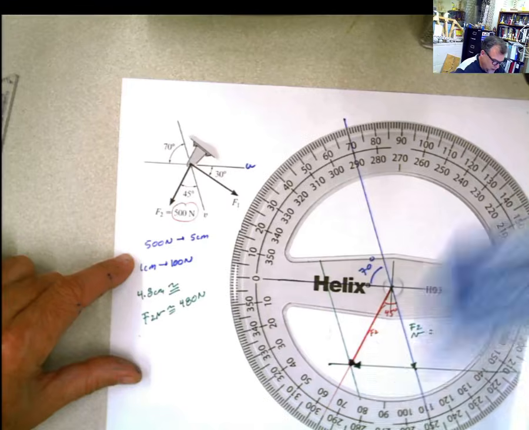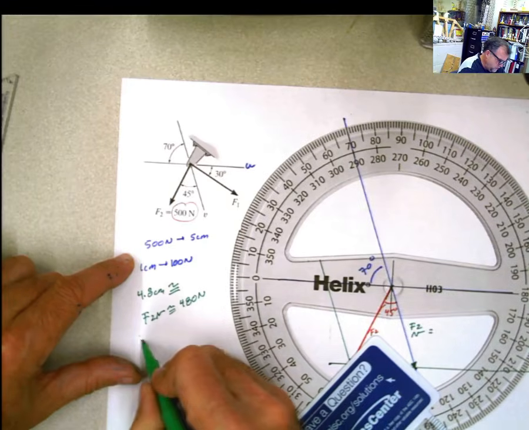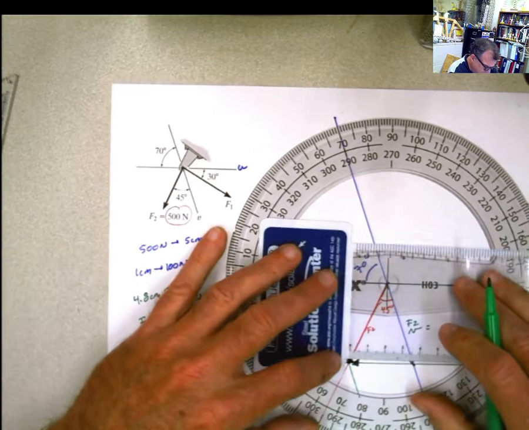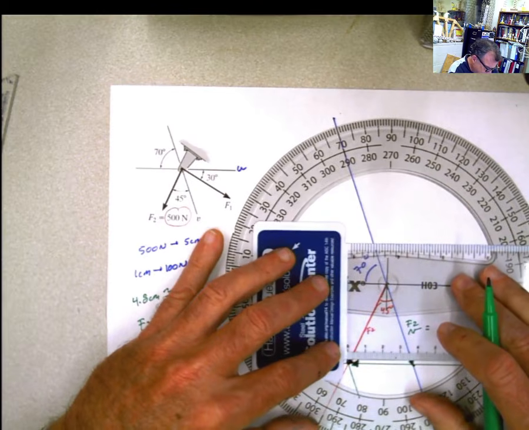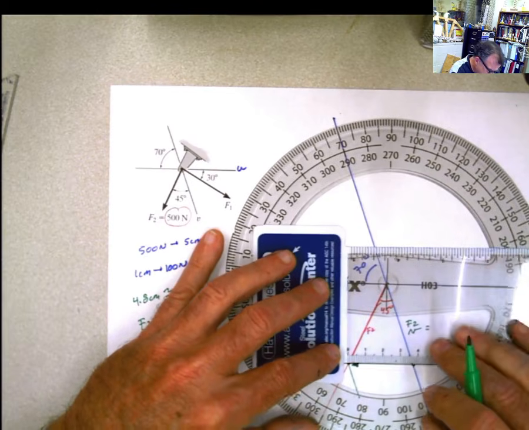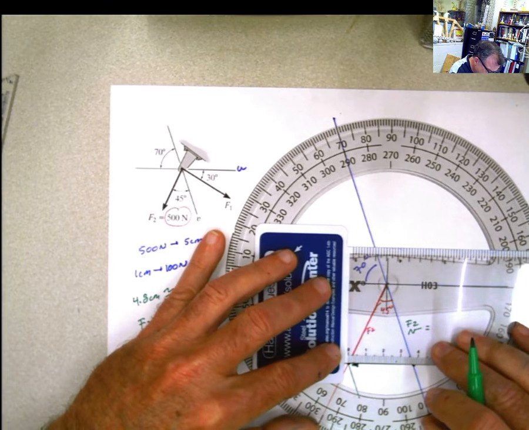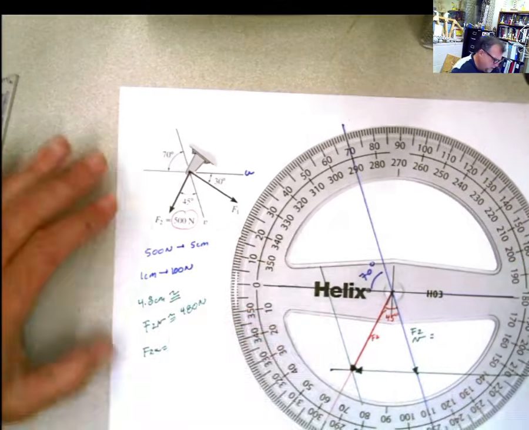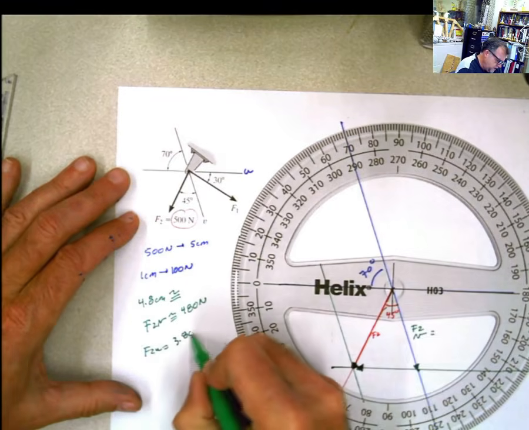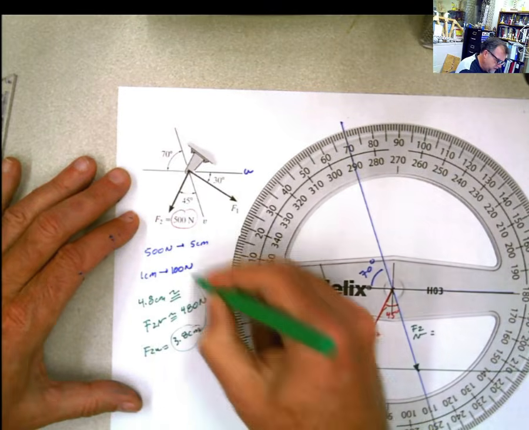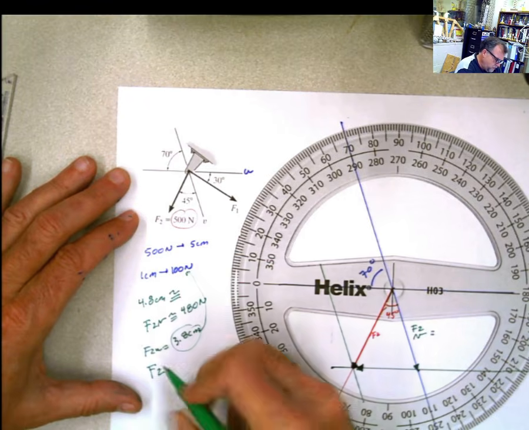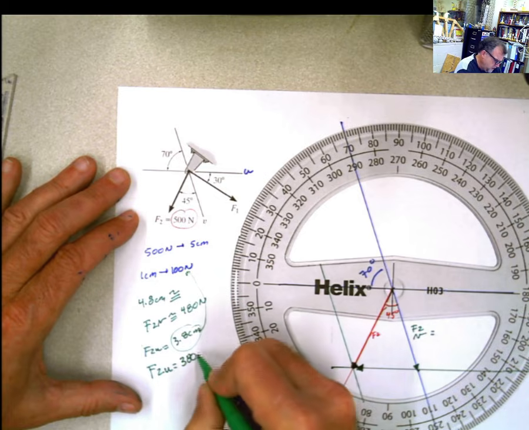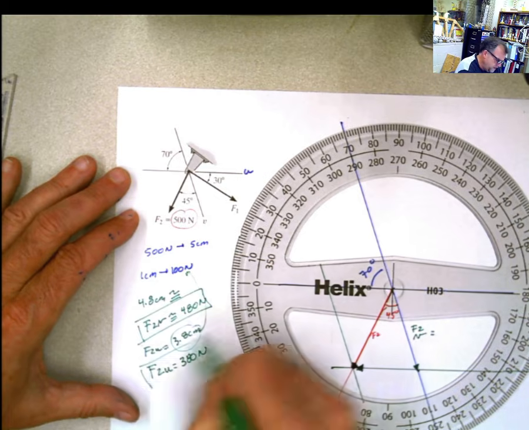I do the same thing now with my force F2u, and if I measure the force F2u here from this point to this other point, I have 3.5678, so 3.8 centimeters. If I put these 3.8 centimeters back into my scale, F2u should be approximately 380 Newton. And I get these two values graphically.